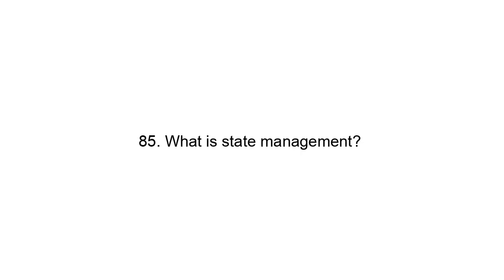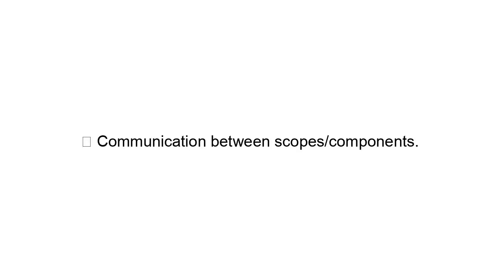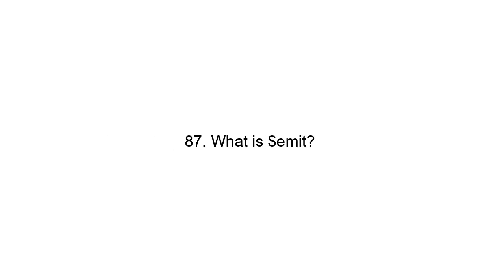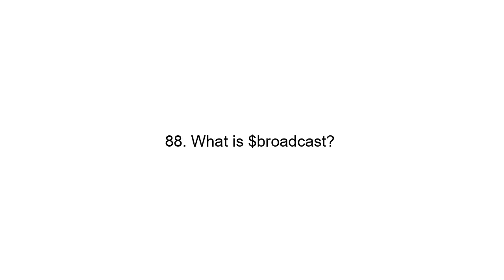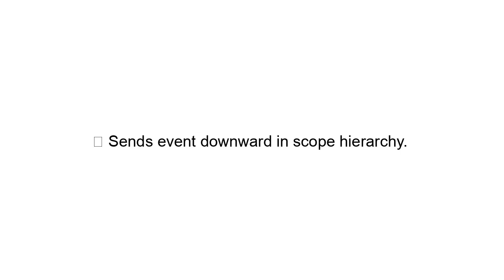85. What is state management? Managing shared application data. 86. What is event broadcasting? Communication between scopes and components. 87. What is $emit? Sends event upward in scope hierarchy. 88. What is $broadcast? Sends event downward in scope hierarchy. 89. What is unit testing? Testing individual components and services. 90. Common AngularJS testing tools. Jasmine, Karma. 91. What is end-to-end testing? Testing complete application flow.